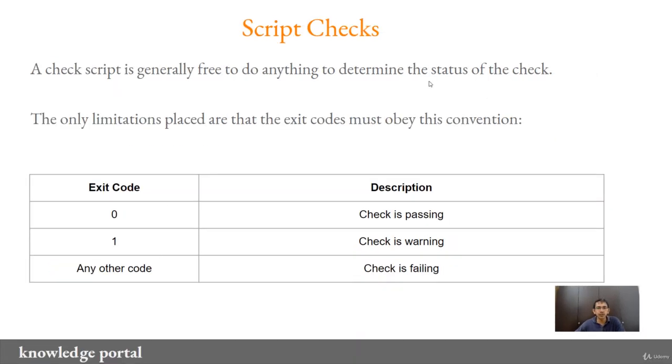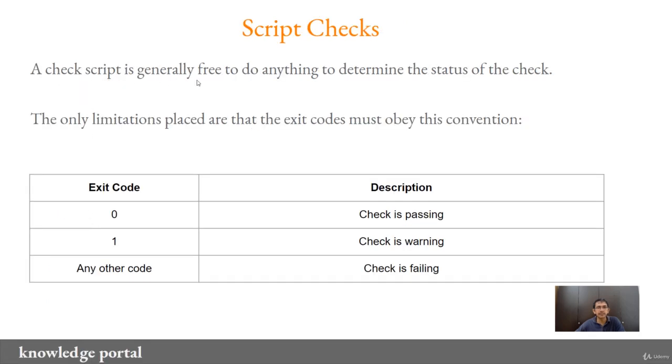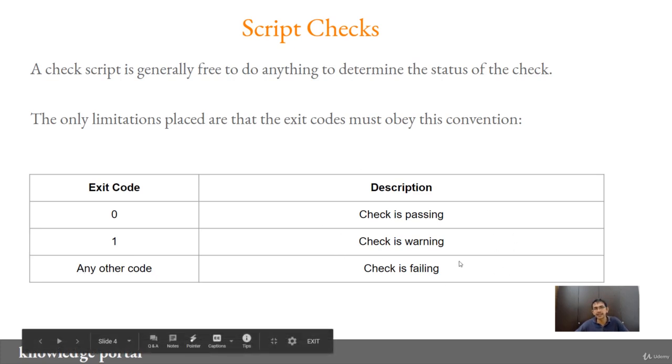So let's focus on the script check, which is the first check we were discussing. A check script is generally free to do anything to determine the status of the check. However, the limitation is placed on the exit code. If the exit code is 0, the check is passing. If the exit code is 1, the check is warning, and with any other code, the check is failing. This is more to do with Linux than with Consul.